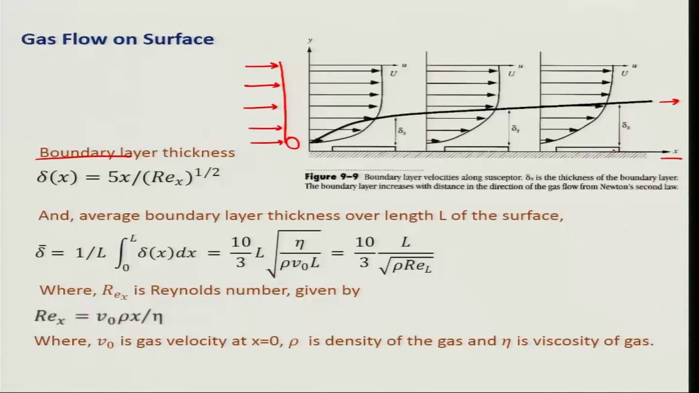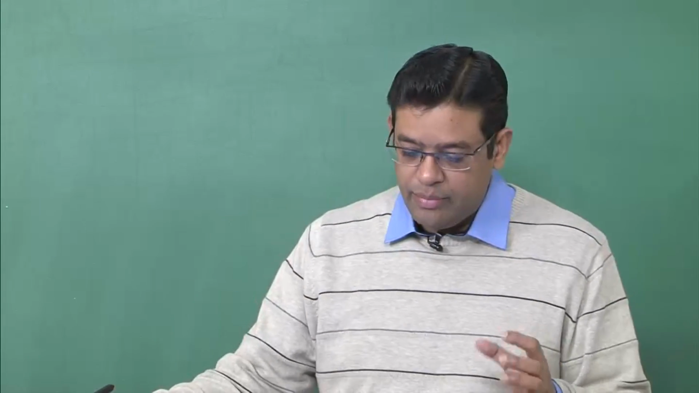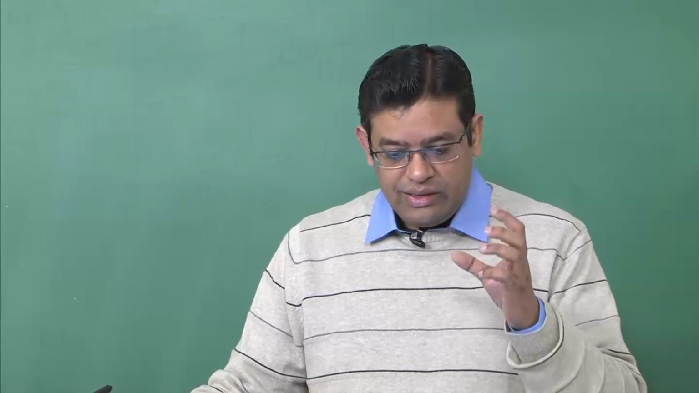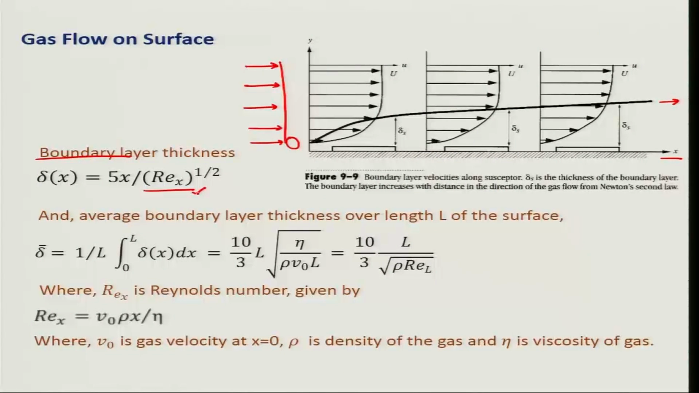After a certain distance this boundary layer fully develops. Initially the thickness of the boundary layer changes, but deep inside it remains constant. The boundary layer thickness depends on the Reynolds number of the gas flow. Gas flows can be described by many numbers, for different regimes. Here we are using the Reynolds number.